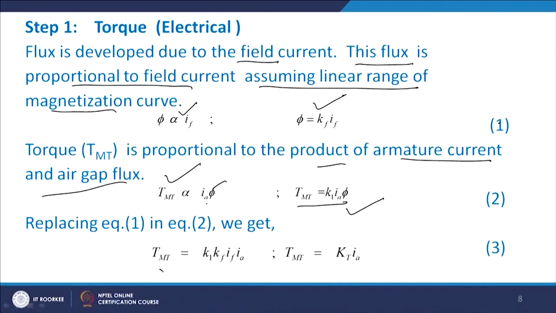So this is the expression. Then replacing equation 1 in equation 2, we got T_m, and here this part is replaced by a constant K_T. Therefore, motor torque equals K_T into I.